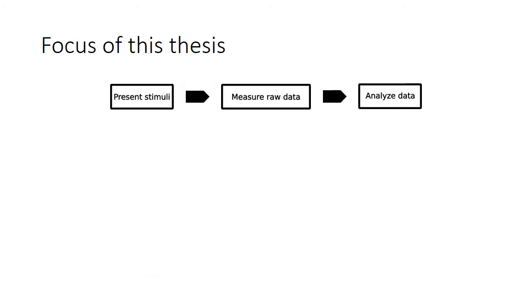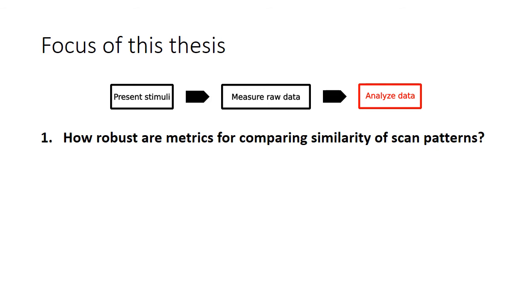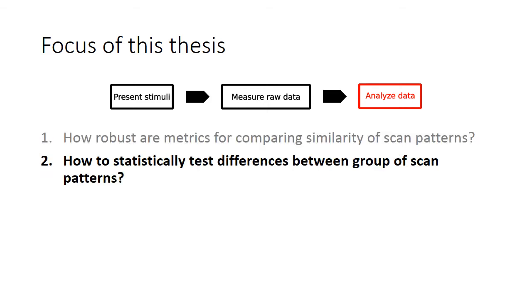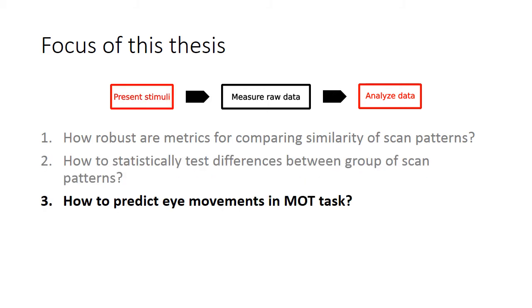In this thesis, I focused on three main goals which are related to the analysis of scan patterns in dynamic tasks. First, how robust are the metrics that are used for comparing scan patterns? How do those metrics relate to each other? How sensitive are the metrics to systematic noise in the data? Second, if we compute similarity between scan patterns, how could we test that the differences between groups of scan patterns are significant? Finally, can we predict scan patterns in the MOT task? If we could formalize eye movements in this task, we could get a baseline for further studies regarding scan patterns.